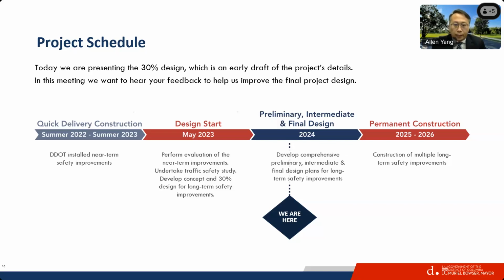We performed evaluation of the near-term improvements, did a comprehensive traffic study. We developed a concept design, and right now we are at a 30% design phase. In this year, 2024, we are going to develop preliminary, intermediate, and final design. The permanent construction is scheduled to start next year, 2025, and it will take maybe a year and a half. And then the goal is to deliver the project either at the end of 2026 or the beginning of the following year.